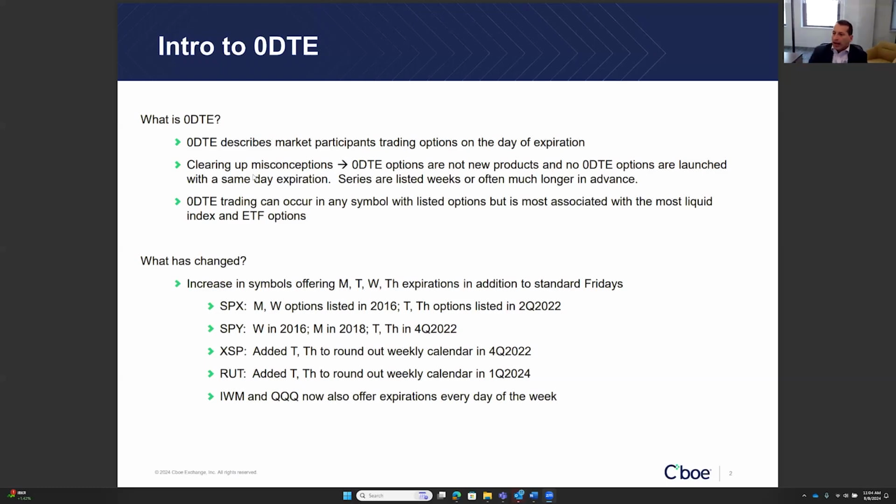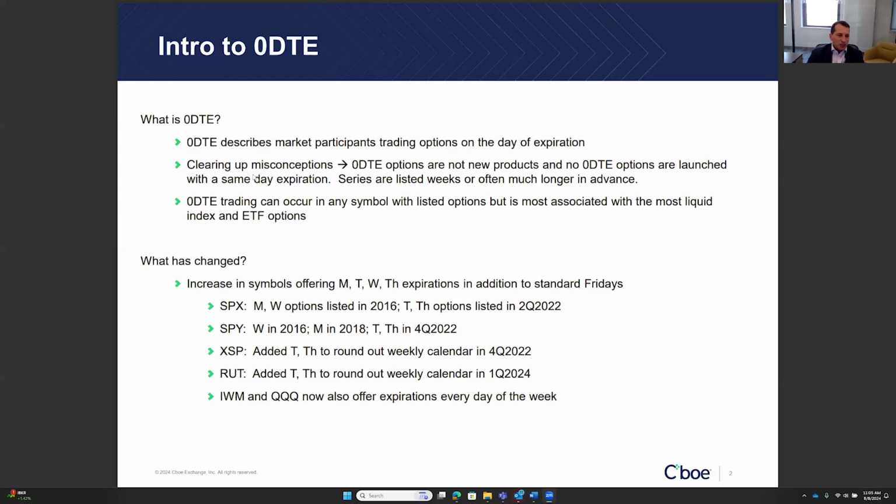So it can occur in any symbol with listed options, but obviously it's most associated with the liquid index and ETF options that you're probably aware of. That could be SPX, SPY are obviously two of the big ones. We'll cover some other ones as well.